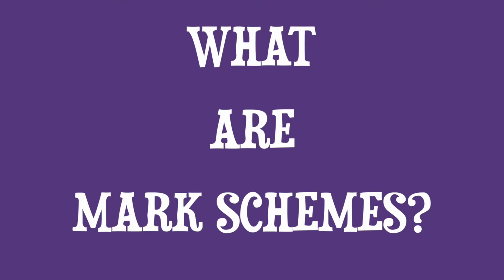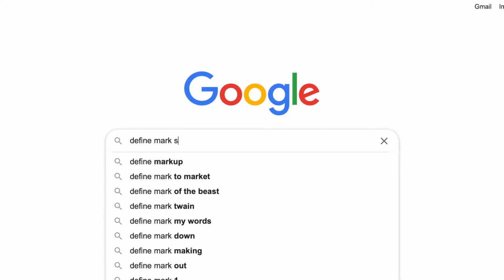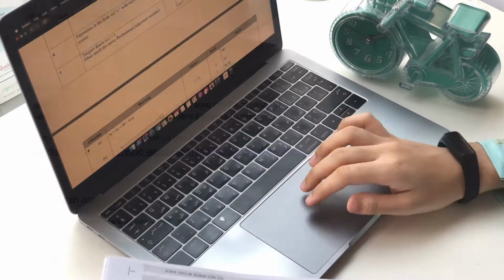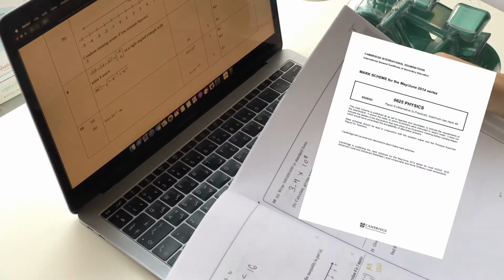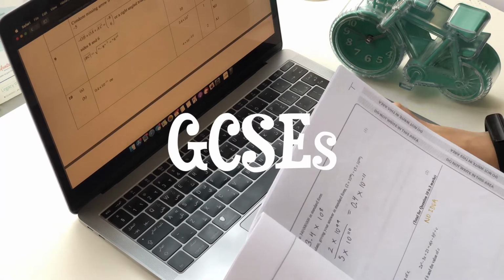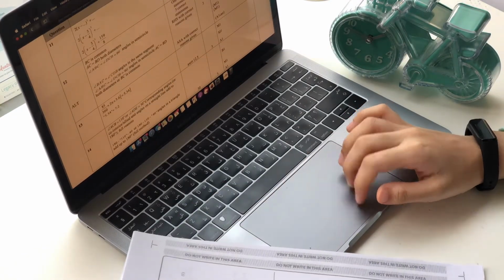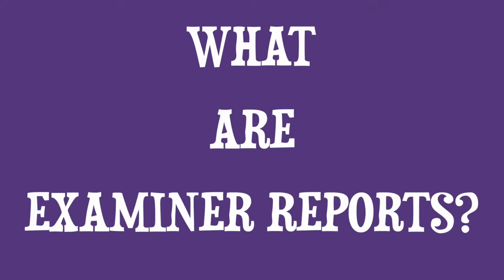What are mark schemes? Now, some of you may know already, but let's just look at Google, shall we? So define mark schemes, and as you do that, it gives you a general definition of what a mark scheme is. A plan or guideline used in the marking of school children's or students' written work. So basically, it's a guide of how to mark an exam or a test. And of course, in context to GCSEs and iGCSEs, a mark scheme shows the guide for marking an exam paper, a board paper.